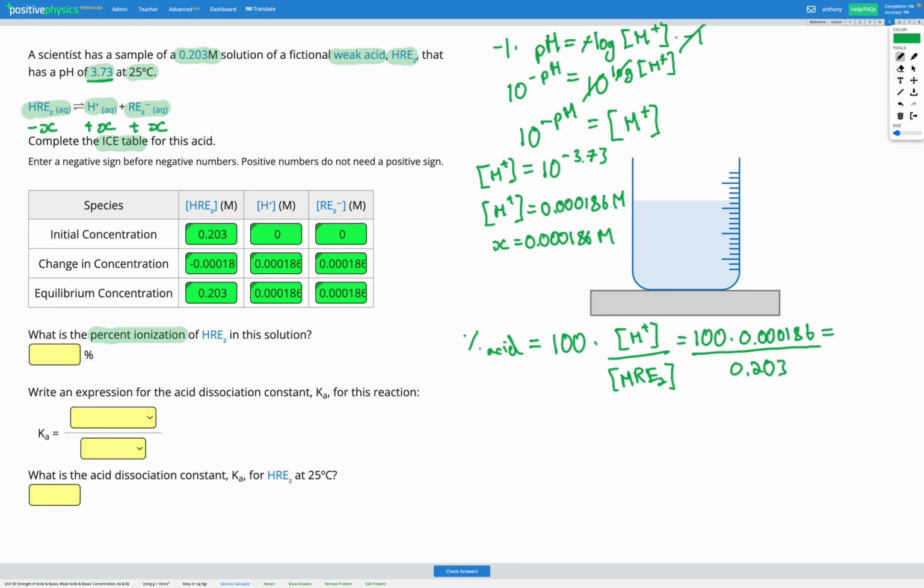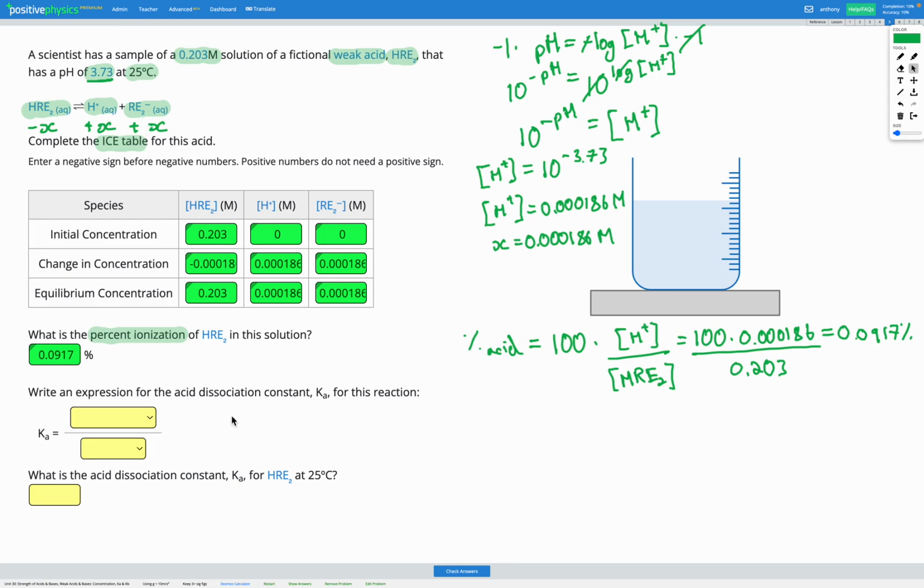So if we put that into our calculator, we're going to get a percent ionization of 0.0917%. Awesome. So let's go ahead and fill that in over here. And let's think about that for a second. We know we have a weak acid, and we can see here, oh, it is weak. We only have 0.09% of the acid that actually dissociates into its ions at 25 degrees C.